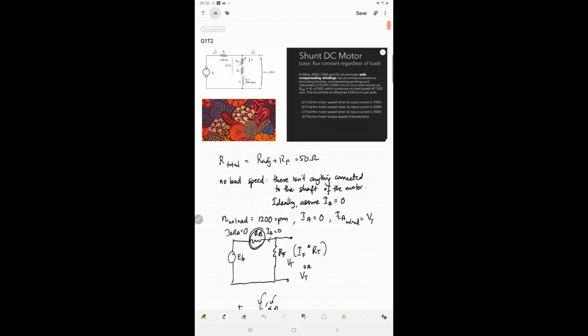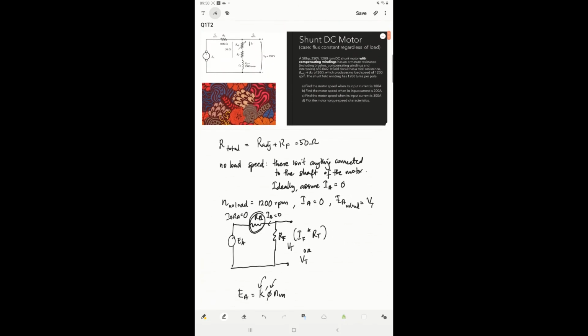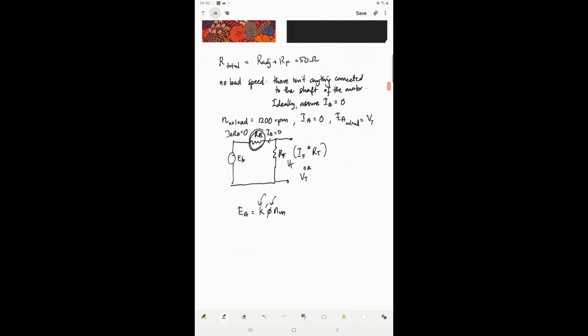Okay, now because we have compensating windings here, we know that the flux is constant, so regardless of the load, the flux will be constant. So EA at no load and N at no load, the K prime is the same because it is the same machine. If we have EA at some speed that we want, the K prime is the same and the phi is constant, so this can be cancelled. EA at no load over N at no load will be equal to EA at some speed over N at that speed.